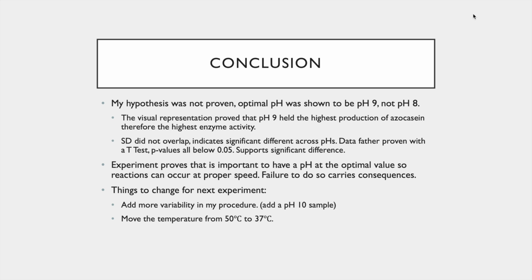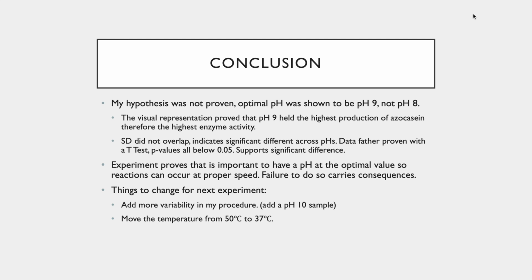It is very important to have a pH that is optimal for all the enzymes in your body, because if the pH is too high and passes the optimal value, it can denature the enzyme. If the pH is too low from the optimal value, the conditions won't be favorable for it to catalyze the reactions. If I were to change something for the next experiment, I would change two things.